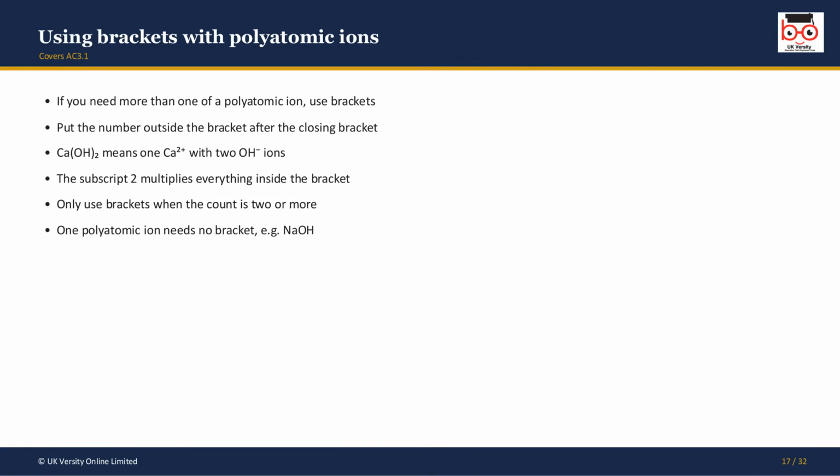When you need more than one of a polyatomic ion, you use brackets. Put the number outside, just after the closing bracket, and it multiplies everything inside. So calcium hydroxide, Ca(OH)2, means 1 calcium 2+ with 2 hydroxide ions. You only need brackets when you've got 2 or more of the ion. A single one, as in sodium hydroxide, needs no bracket at all.